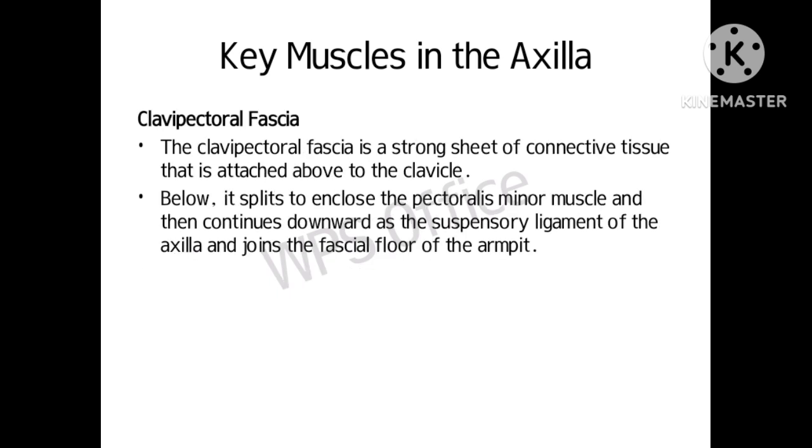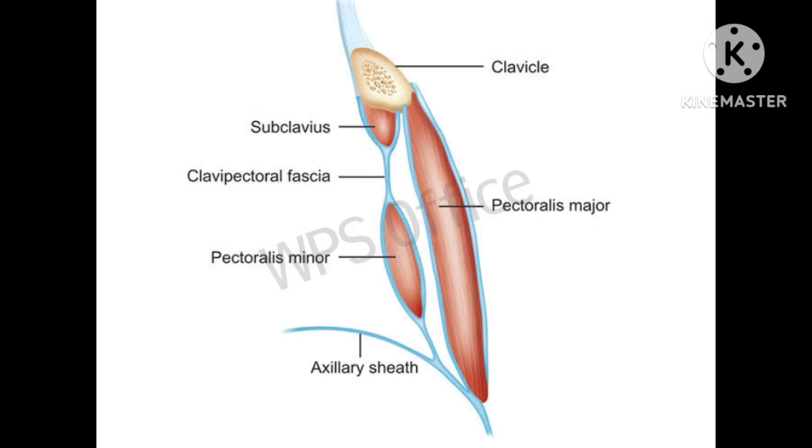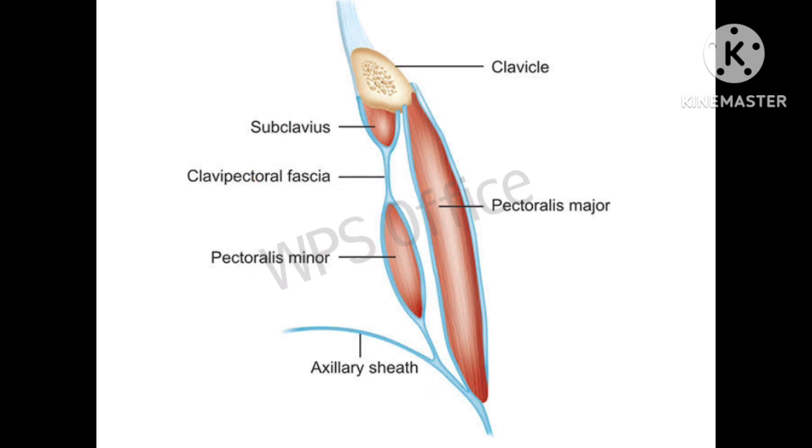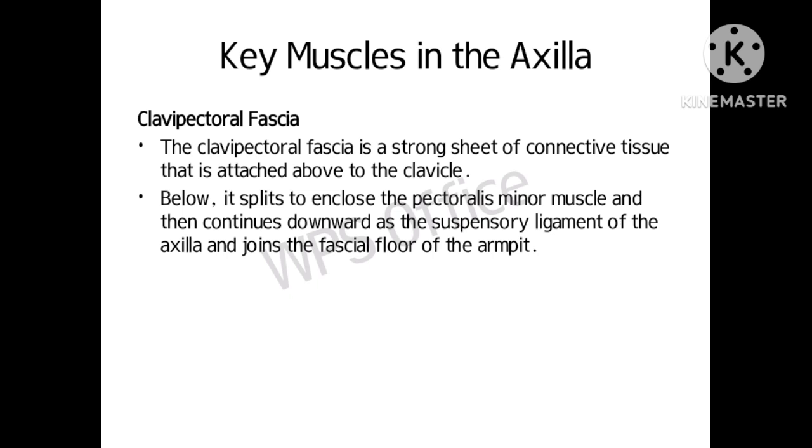Clavipectoral fascia. The clavipectoral fascia is a strong sheet of connective tissue that is attached above to the clavicle. Below, it splits to enclose the pectoralis minor muscle and then continues downward as the suspensory ligament of the axilla and joins the fascial floor of the armpit.